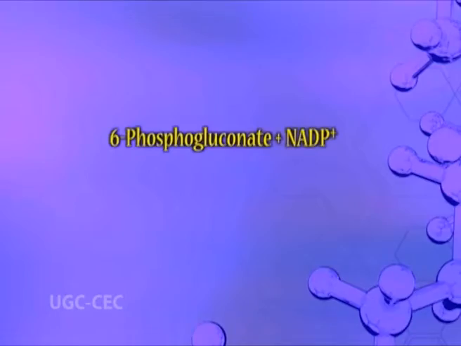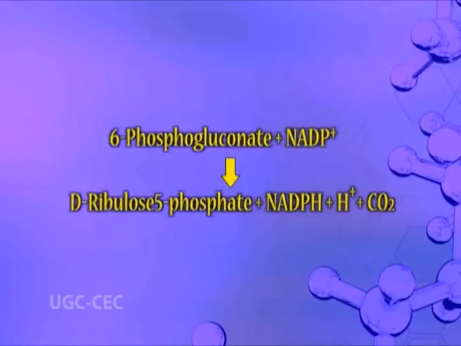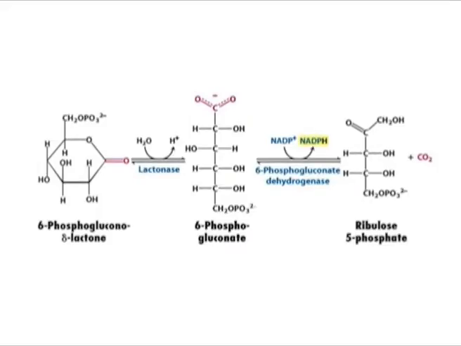6-phosphogluconate reacts with NADP plus and generates D-ribulose 5-phosphate, NADPH, proton ion and liberates carbon dioxide. Step 3. 6-phosphogluconate in presence of NADP plus and 6-phosphogluconate dehydrogenase forms ribulose 5-phosphate through a series of intermediates and releases NADPH plus proton ion and carbon dioxide.